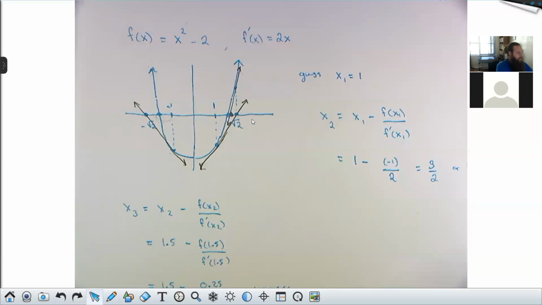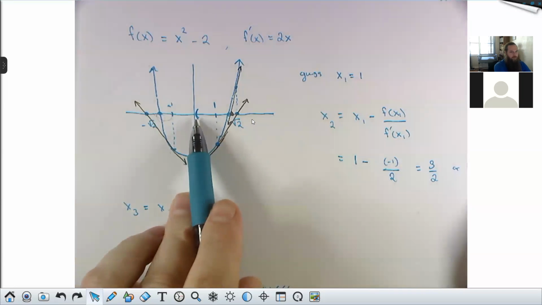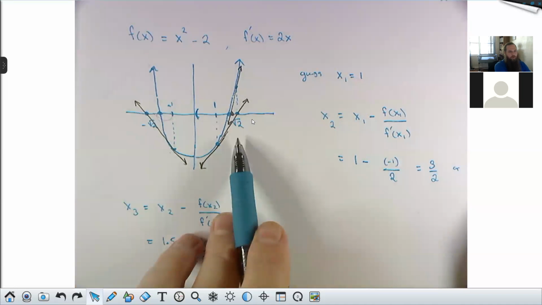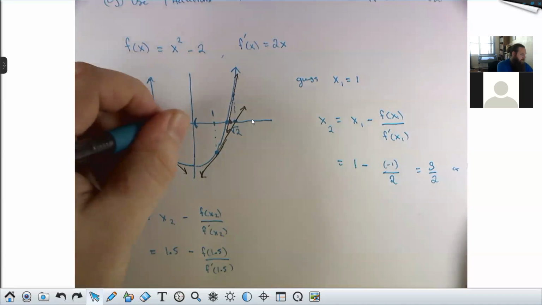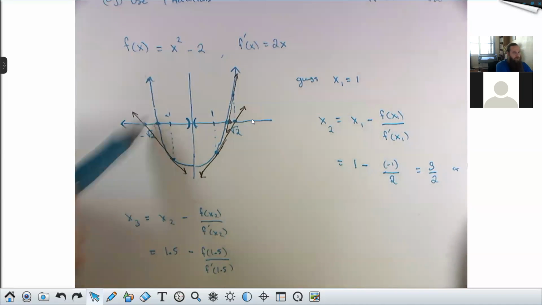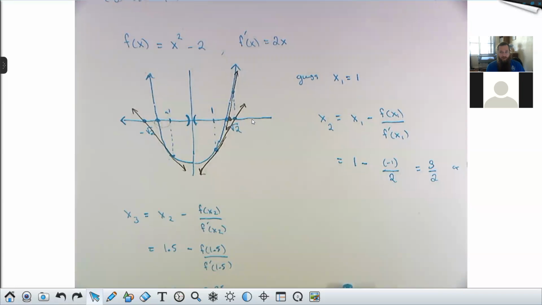So you can actually chop up the x-axis into two pieces. If your first guess came from anywhere over here, you would find yourself gravitating towards the square root of 2. If your first guess came from anywhere over here, you would find yourself gravitating towards the negative square root of 2. So the place that Newton's method takes you depends on your first guess. Remember to start with a reasonable guess.